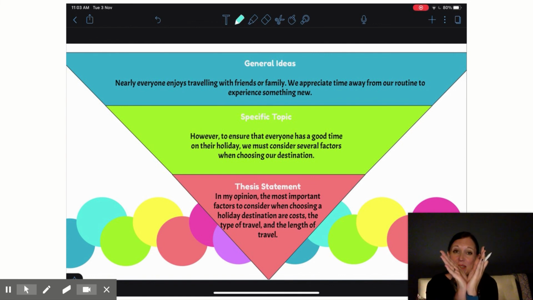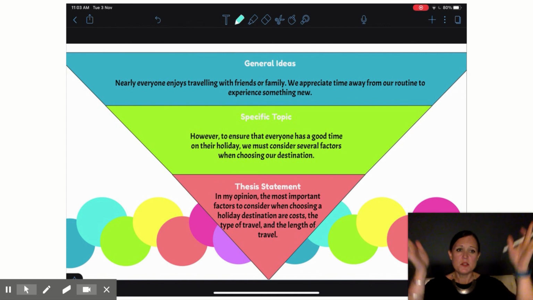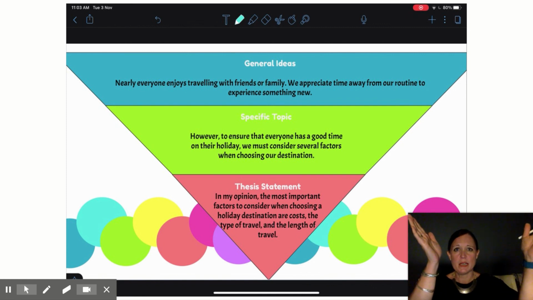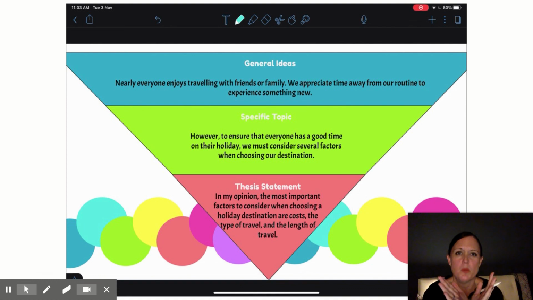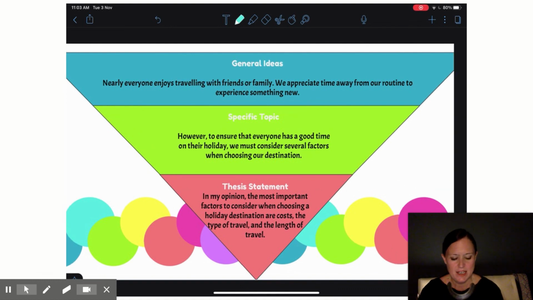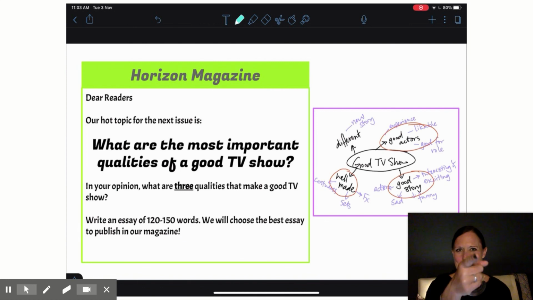And then my thesis statement says, these are the things I think we need to talk about before we go on this really expensive vacation, okay? We need to talk about, what are the costs? How much is it going to cost me? What kind of travel are we going to be doing? And how long are we going to be there? Okay, so you see how we've gone very general. Everybody likes to travel, but traveling, we need to think about it. And this is what we need to think about when we travel. Easy, right? Super easy. So now it's your turn.